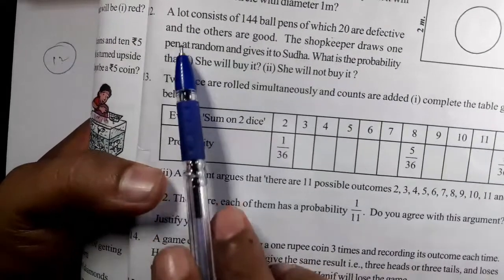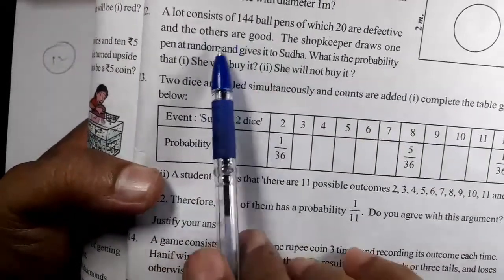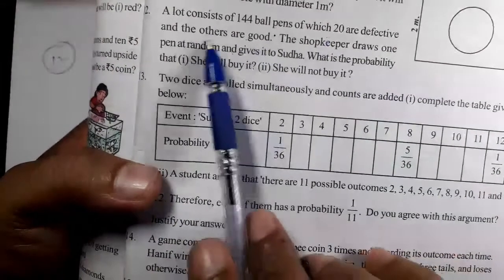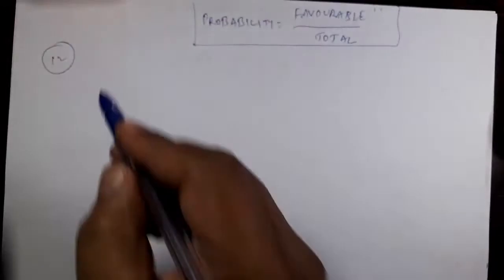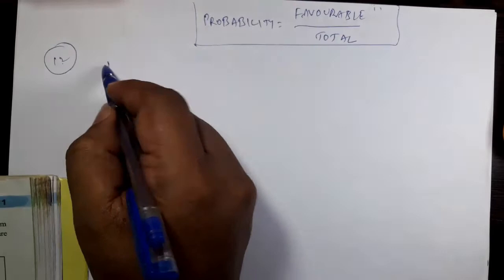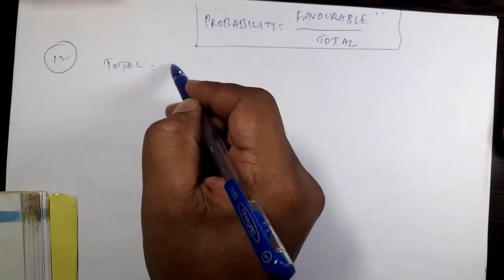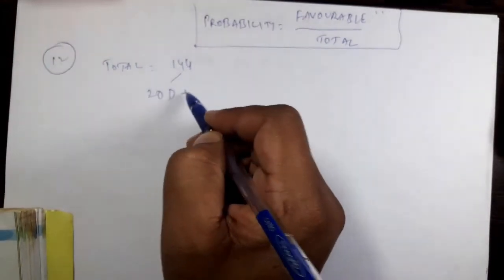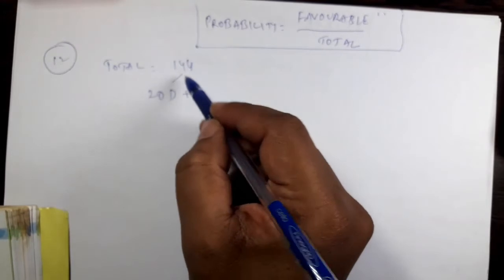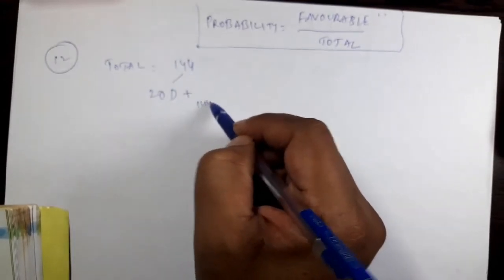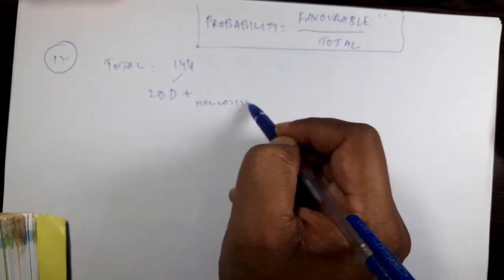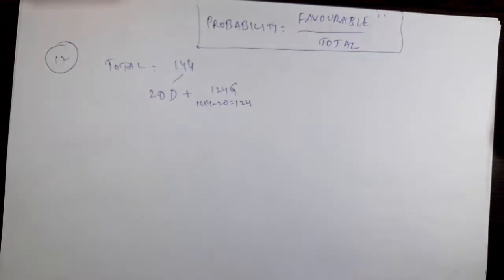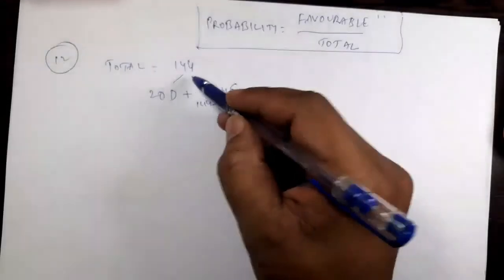Yes, question number 12. A lot consists of 144 ball pens, of which 20 are defective and others are good. How many ball pens in total? 144, of which 20 are defective. Remaining are good. So how many are good? Subtract this 20. 144 minus 20 is 124. They are all good. So 124 good ones, total altogether 144, right?